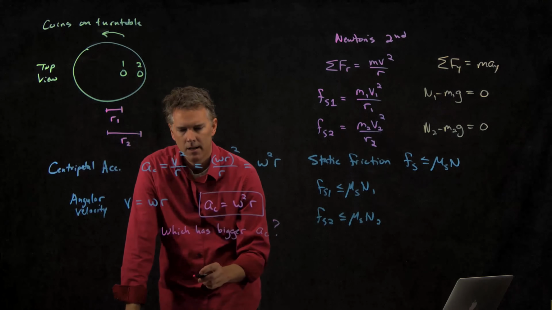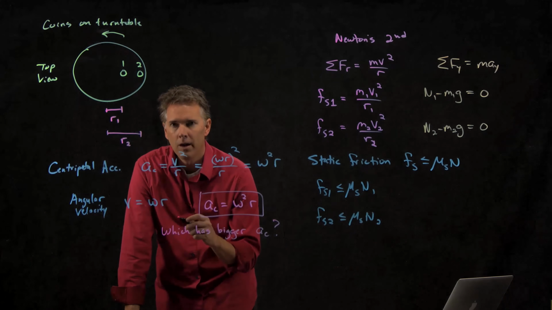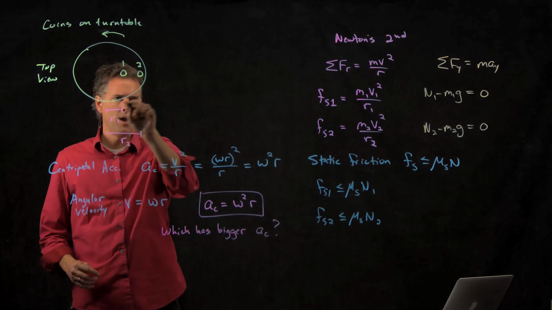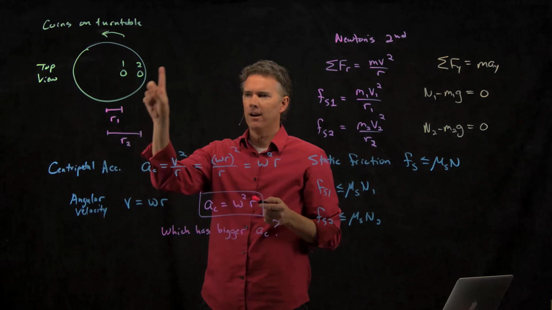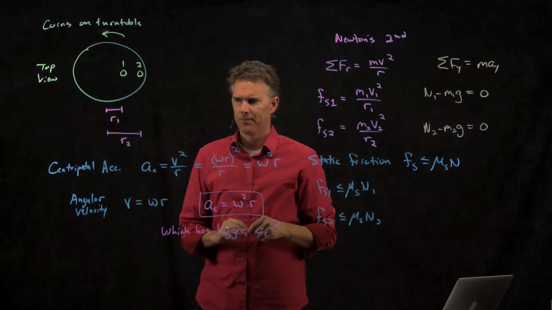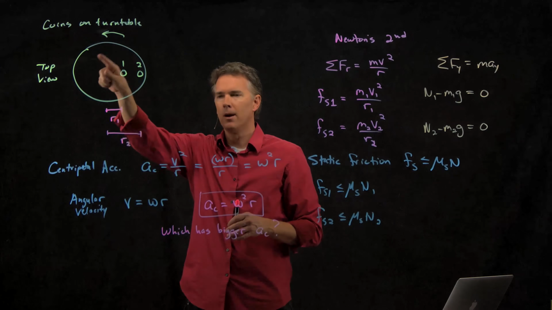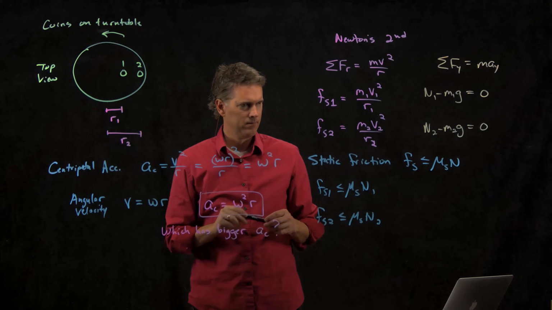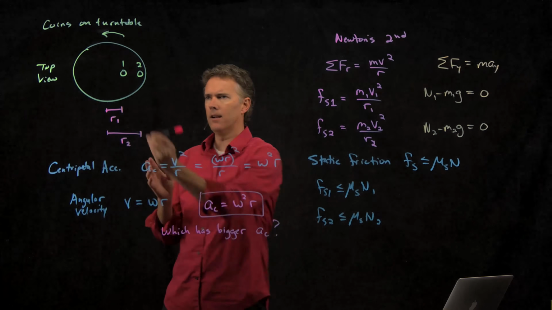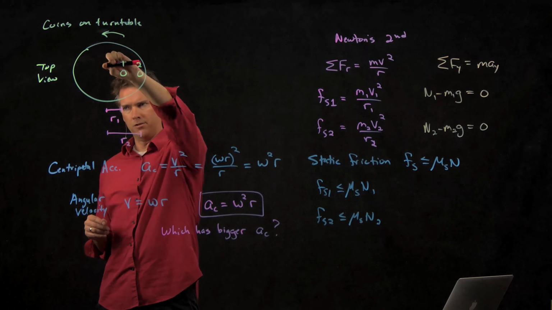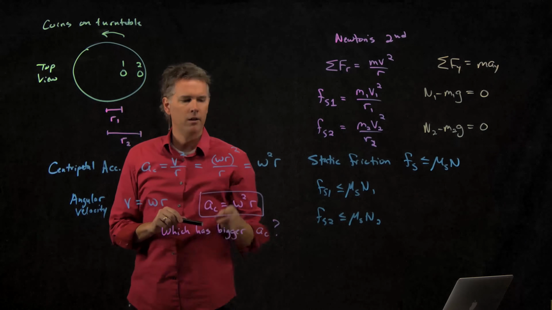Omega is radians per second. So if coin 1 goes around once in a second, what is omega for coin 1? I'm asking you guys in front of me. What is omega for coin 1 if it went around in 1 second? 2 pi radians per second, right? The angle is a full circle, which is 2 pi. And so coin 1 would be 2 pi radians per second for its omega.